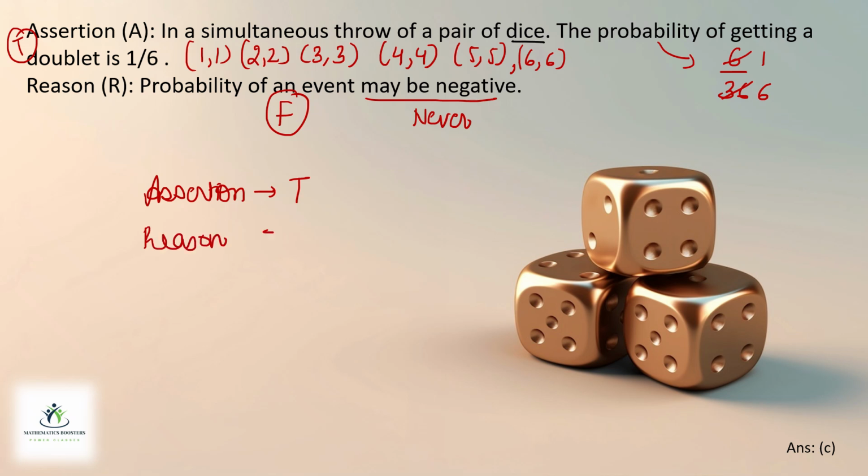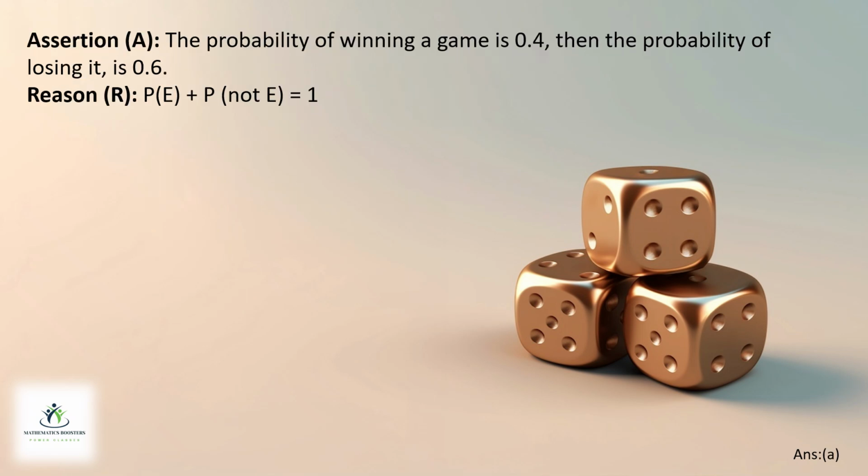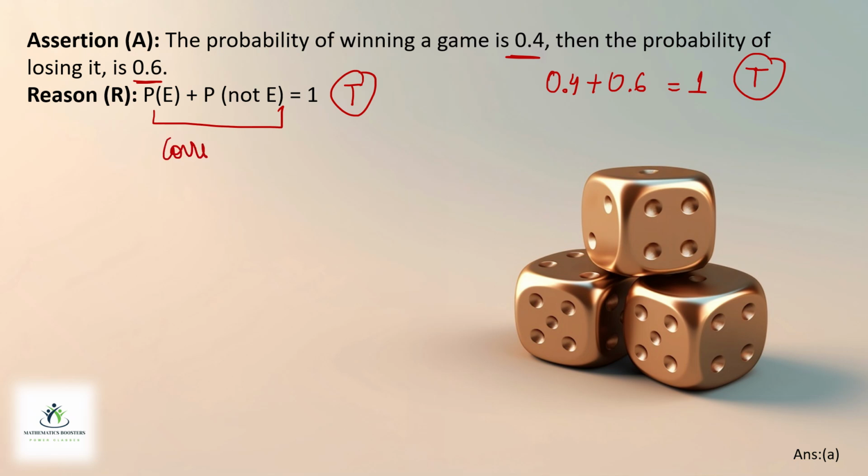Reason is false. So we have C option. Next, the probability of winning a game is 0.4 and the probability of losing is 0.6. As we know, the sum of the probability of happening and not happening is 1. Yes, this is giving you 1. So this is true. Now this is also true. And with this same formula we are solving the first assertion. That means this is the correct explanation.